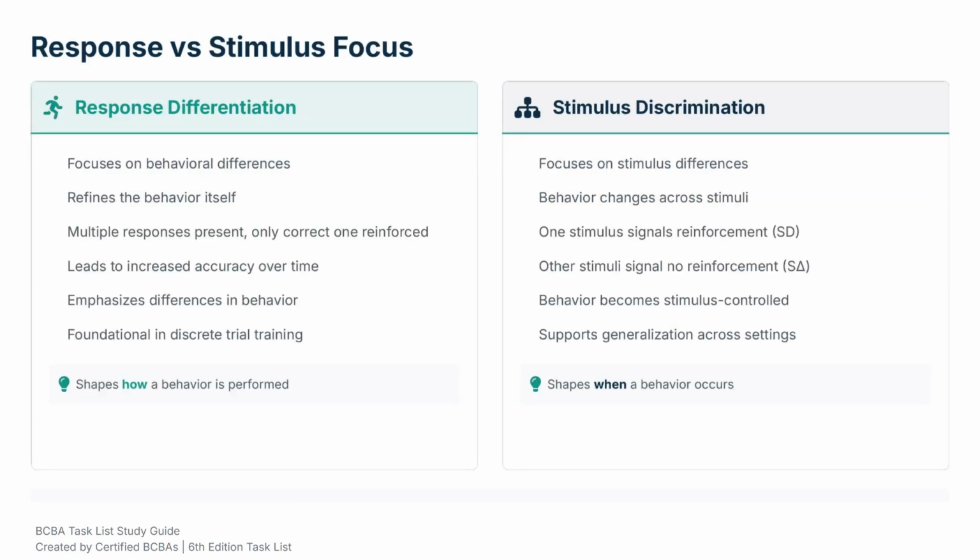Now let's compare response differentiation and stimulus discrimination. Response differentiation focuses on how a behavior is performed. The learner selects the correct response among multiple possible responses. Stimulus discrimination, on the other hand, focuses on when a behavior should occur. The learner responds differently depending on which stimulus is present. Both processes rely on differential reinforcement, but they shape behavior in different ways. Together, they help produce accurate, flexible, and adaptive behavior.